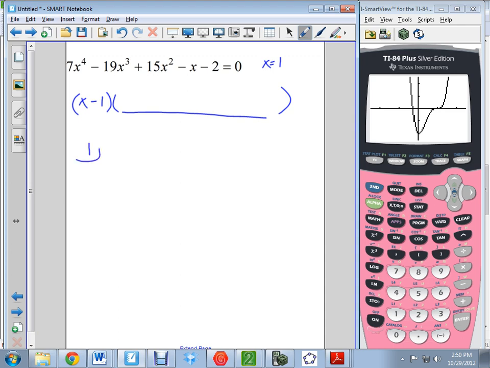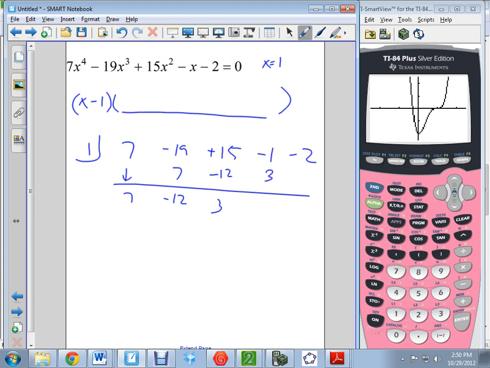We put a positive 1 in the box. 7, negative 19, 15, negative 1, and negative 2 come out. I love it when it's 1 because it makes the numbers really easy. 7 comes down. 1 times 7 is 7, negative 12. 1 times negative 12, which is 3. 1 times 3 is 3, which is 2. 1 times 2 is 2, which is 0. So the stuff that is left in the blank would be 7x to the third minus 12x squared plus 3x plus 2.